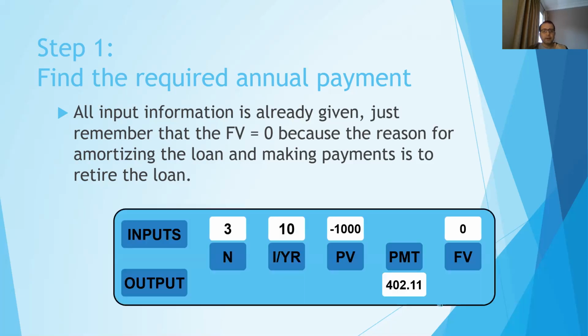Okay, if you have a financial calculator, you can easily calculate it. We will also calculate it manually, but right now we have 3 years with 10%, and the present value is 1,000, then the payment for 3 years should be 402, right? And at the end of the 3 years, we will pay our full loan, nothing left. So the future value will be 0.